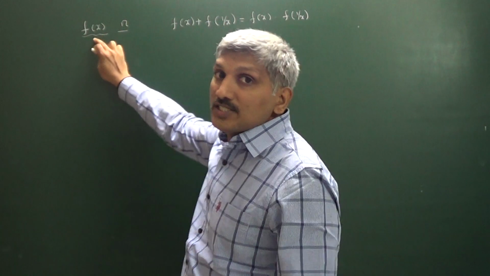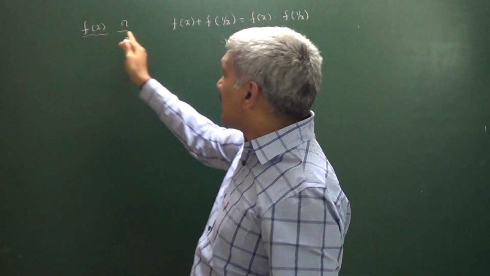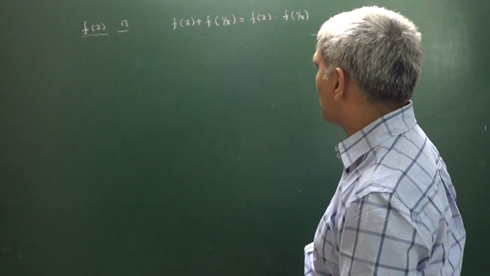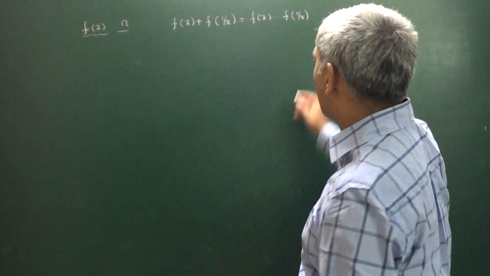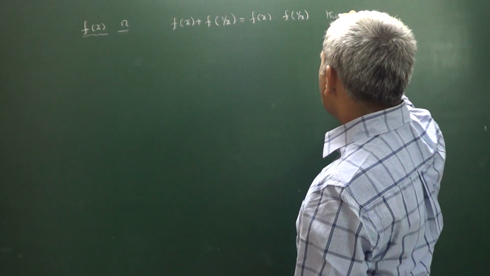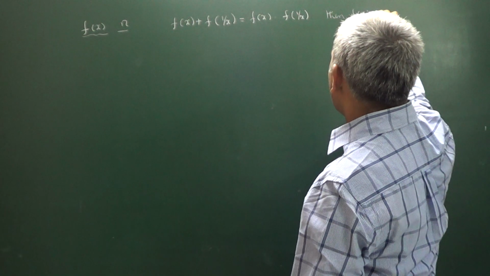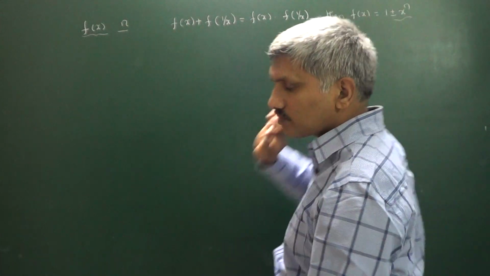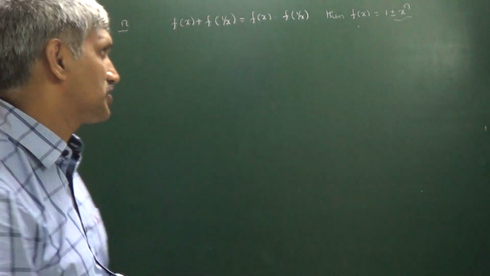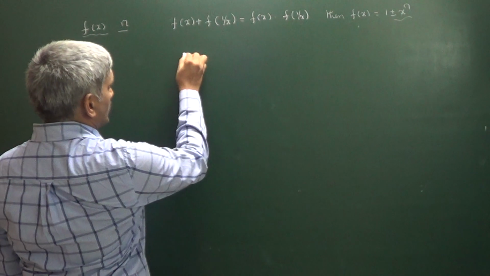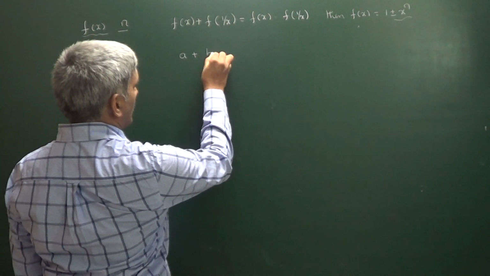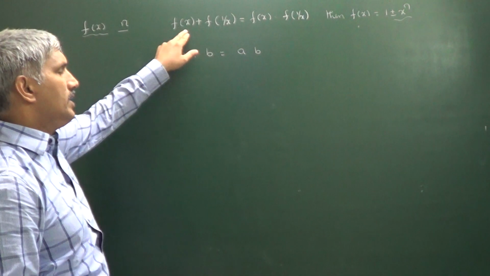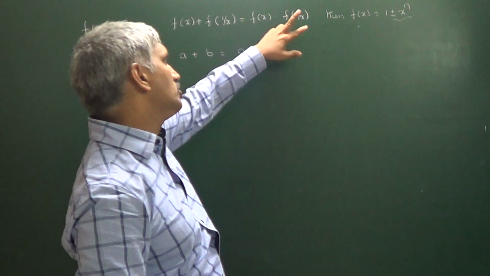If f(x) is a polynomial of degree n satisfying this functional equation, f(x) + f(1/x) = f(x) · f(1/x), then we can write f(x) = 1 ± x^n. Okay, we'll discuss how we are getting this function. So I am taking this one as a + b = a · b.